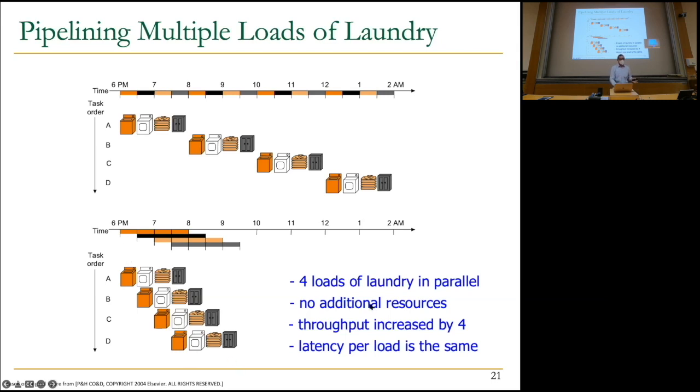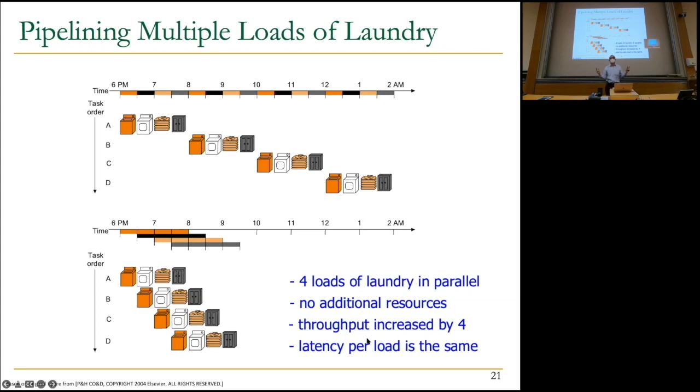So you don't need any additional resource in this particular case. You're kind of lucky. Your throughput increases by 4. Throughput increases by 4, meaning you're finishing 1 load every 30 minutes, right? As opposed to 1 load every 2 hours, as you can see. That's the throughput. But latency per load is the same, actually. So 1 load actually still takes 2 hours, but you're starting the loads much earlier, right? You didn't reduce the latency of a load, you just increase the throughput of many loads.